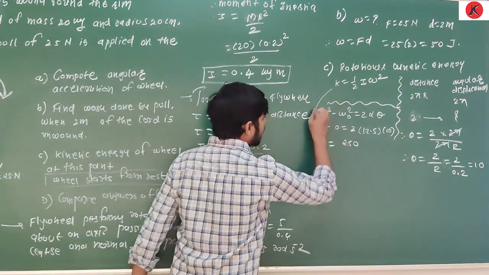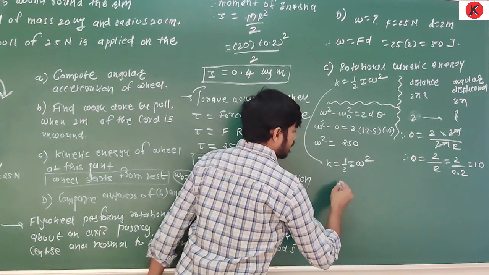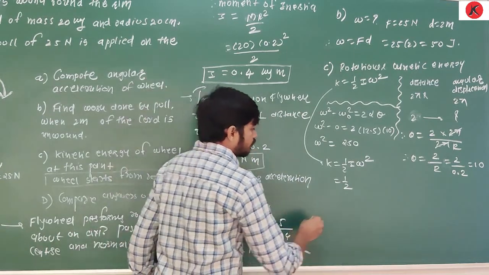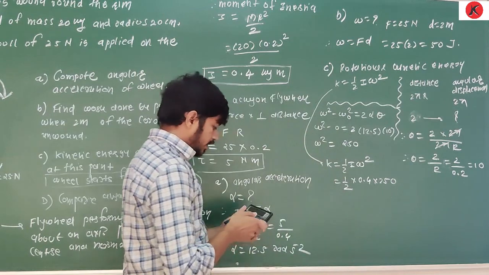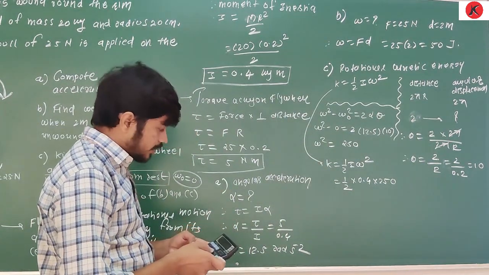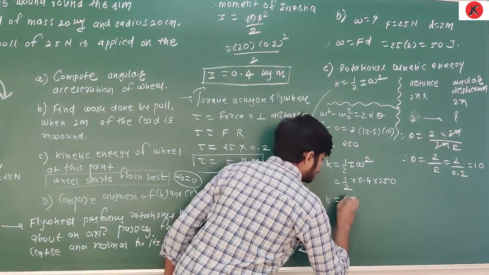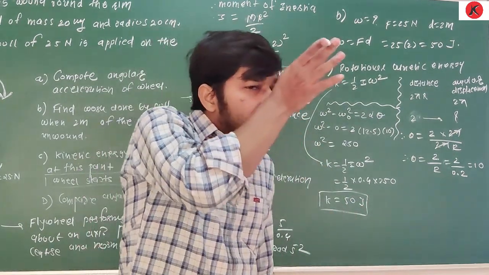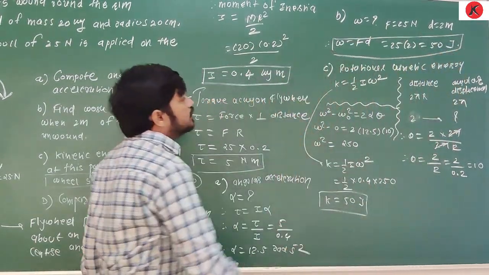Because you have to find kinetic energy, K is equal to half I omega square, which is half. What is the value of I? The moment of inertia is 0.4. So it is 0.4 into omega square, which is 250. So 250 into 0.4 is 100, divided by 2 is 50. So this kinetic energy K is equal to 50 joule. What is the work done by the pull? It is 50 joule.